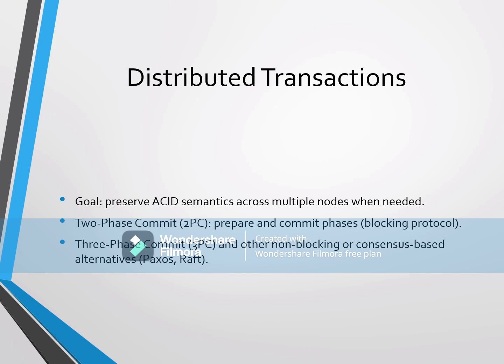Consensus protocols such as Paxos and Raft are often used for fault-tolerant coordination services, leader election, and metadata management. To reduce cross-node locking, many architectures prefer per-shard transactions, optimistic concurrency, or saga patterns for long-running workflows. The transaction model chosen affects latency, throughput, and system complexity.